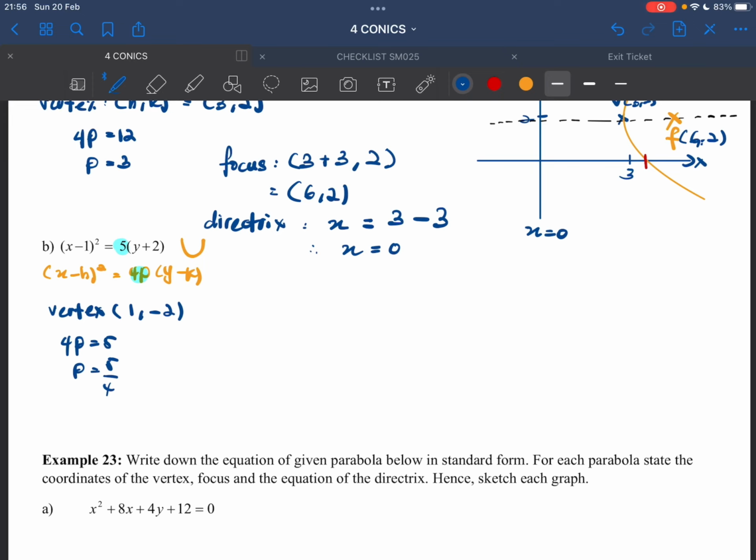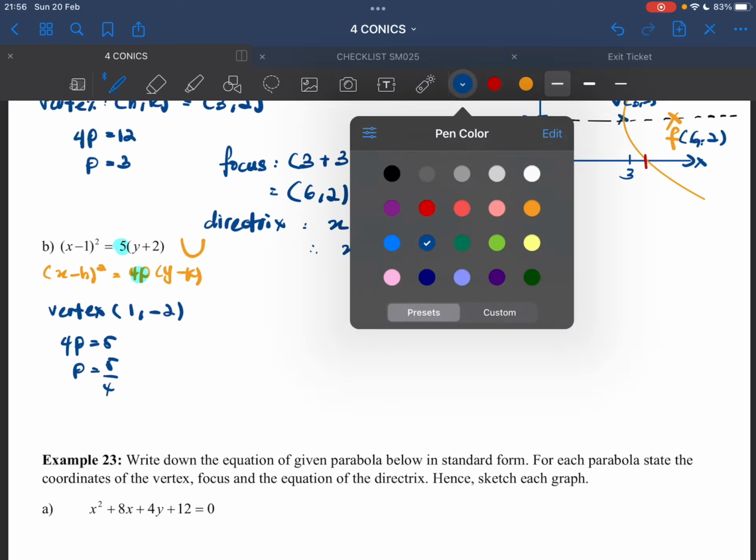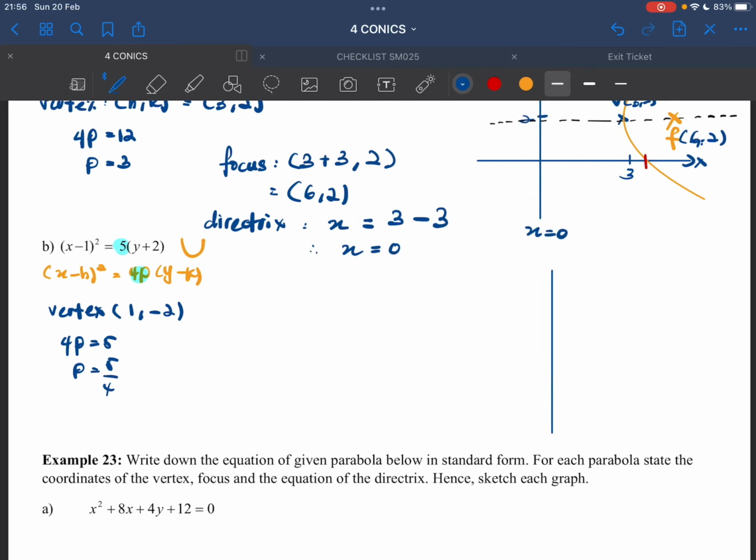Now the only thing that we have to do is find the focus and the directrix. The same as before, just plot the graph. Since the question asks us to sketch, we just plot everything here.